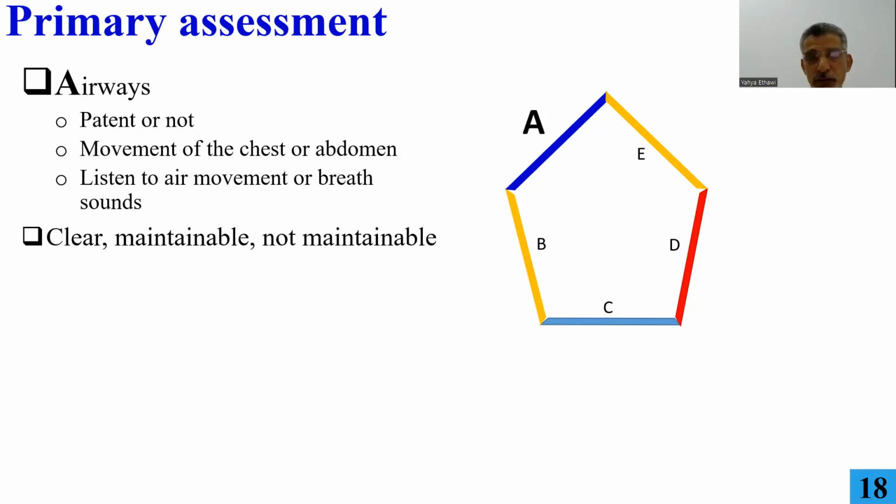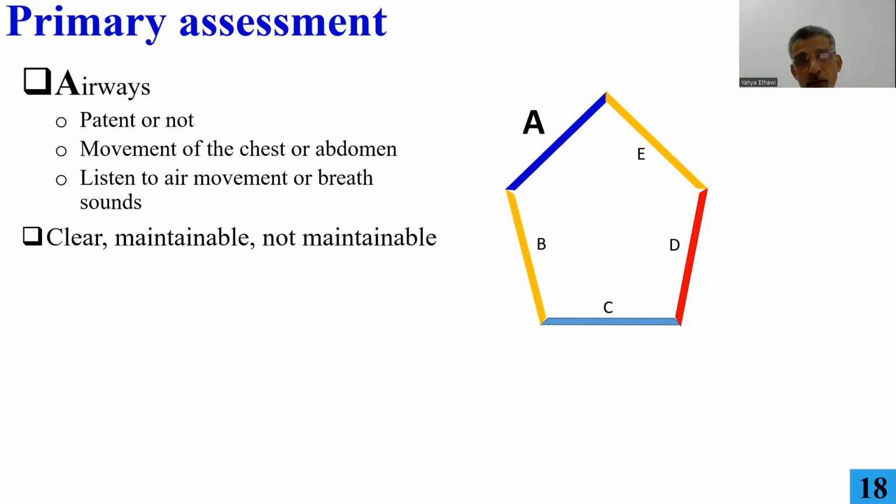Is it patent or not? Is the chest moving and the abdomen moving or not? Is there air entry or not? And what's the breath sound, is it bronchial or vesicular? We talked about what is bronchial and what is vesicular. Our identification will be: clear, maintainable, or not maintainable airway.